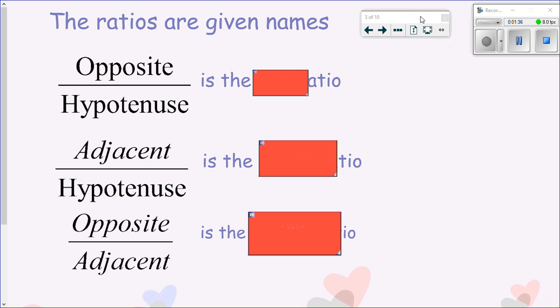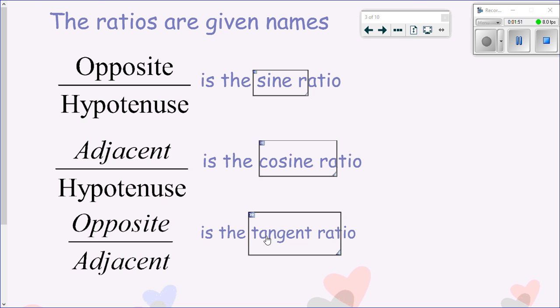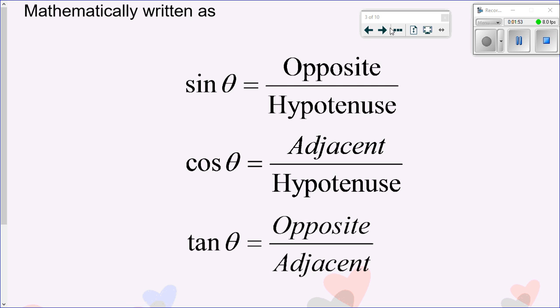Ratio is a fancy way of saying things that are divided. So if we do opposite divided by the hypotenuse, that is the sine ratio. The adjacent divided by the hypotenuse, that is the cosine ratio, and the opposite divided by the adjacent, that is the tangent ratio. We're used to looking at it this way: sine theta is opposite over hypotenuse, cos theta is adjacent divided by hypotenuse, and tan theta is opposite divided by adjacent.